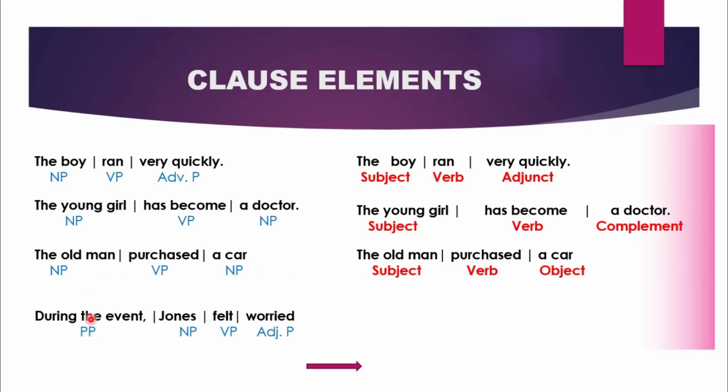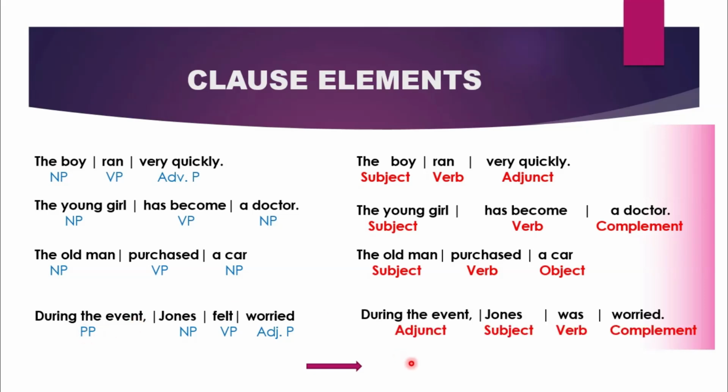In the last sentence, we have during the event, which is a prepositional phrase, is performing the role of an adjunct because it is giving us information about time. Jones, which is our noun phrase, is performing the role of the subject. Felt, which is our verb phrase, is performing the role of a verb. Worried, which is our adjective phrase, is performing the role of a complement. In conclusion, clause elements are the roles that phrases perform in a sentence.